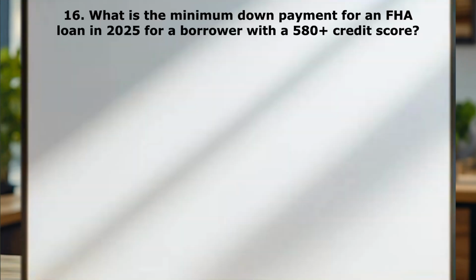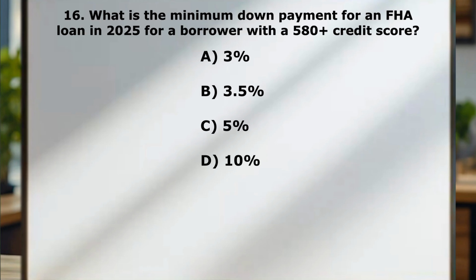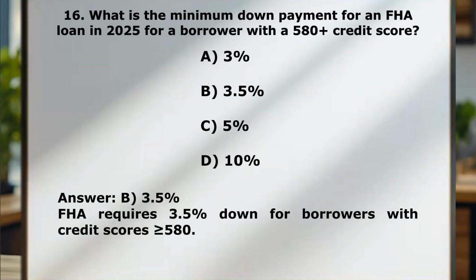Question number 16, what is the minimum down payment for an FHA loan in 2025 for a borrower with a 580 plus credit score? A, 3%, B, 3.5%, C, 5%, D, 10%. Correct answer here is B, 3.5% down. So FHA loans require 3.5% down for borrowers that have credit scores above 580. Now, between 500 and 580, they need to put 10% down.